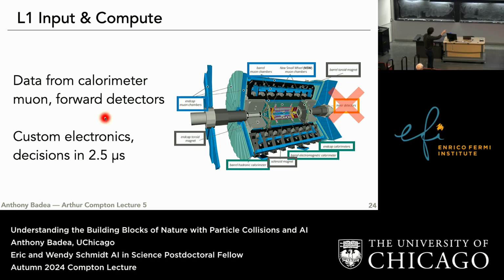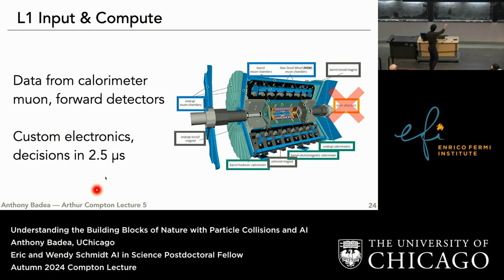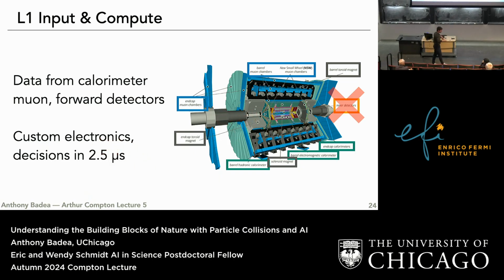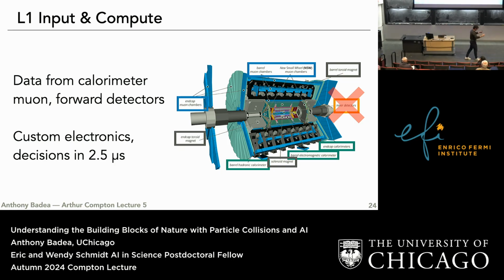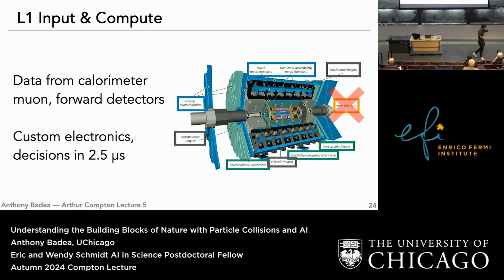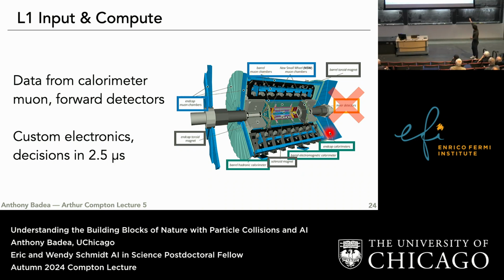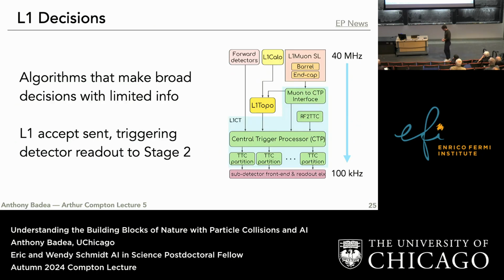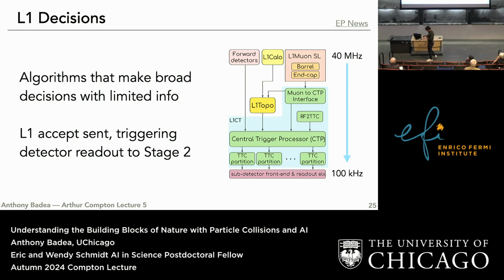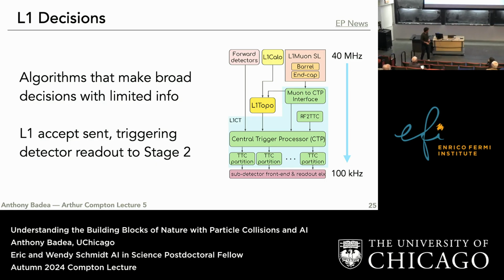We have to make decisions using these electronics in 2.5 microseconds. So this is 2.5 times 10 to the minus 6 seconds. And we have to make those decisions every 25 nanoseconds. So you have 25 nanosecond spacing between the bunches. You have 2.5 microseconds to make this decision, and every 25 nanoseconds, new data is coming in. So we can't actually use the innermost layers of the detector. And so what that translates to is you have algorithms that make rather broad decisions.